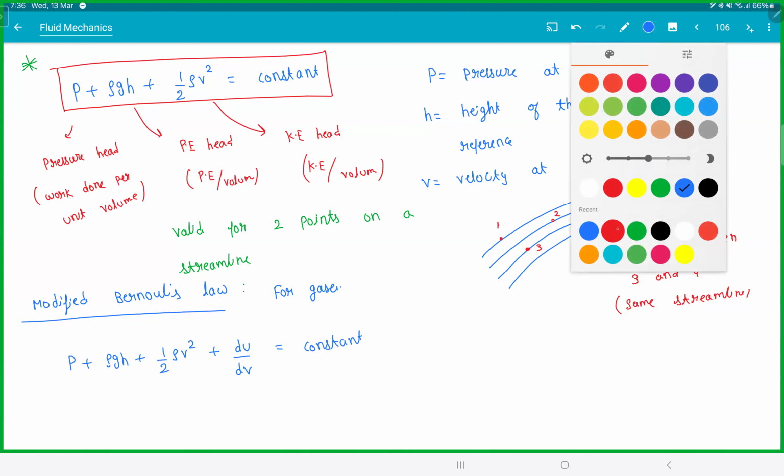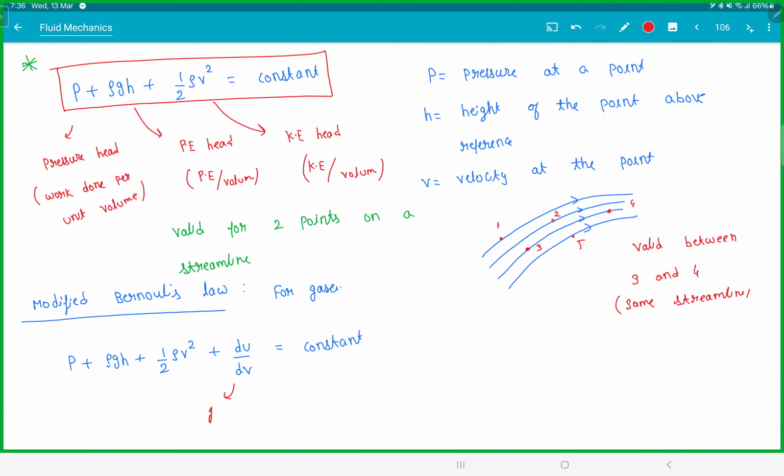Where du by dV is the internal energy per unit volume. Can you see all the terms on the left hand side are energy per volume? So this is used when gases flow, and temperature changes. So that means the energy is also changing, right? Heat is also getting converted. When gases flow, temperature changes.